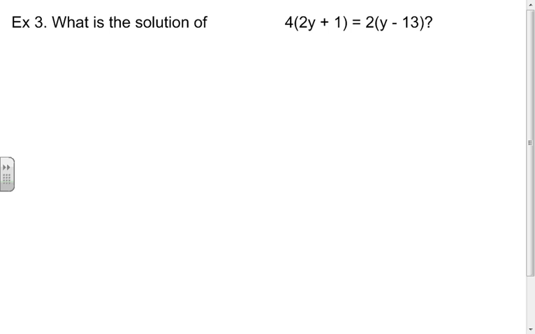Next problem. Okay, in this problem we have variables on both sides. There's a 2y on the left, there's a y on the right, but what else do you see? Parentheses with a number in front. That means we're going to have to distribute first. Okay, so we're going to distribute first. 4 times 2 gives me 8y. 4 times 1 is 4.